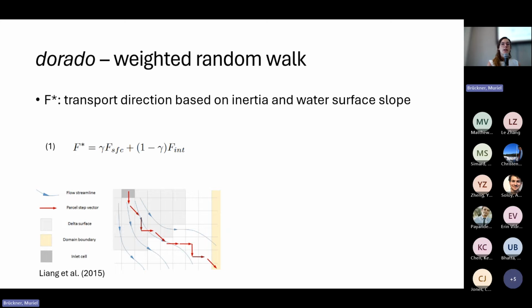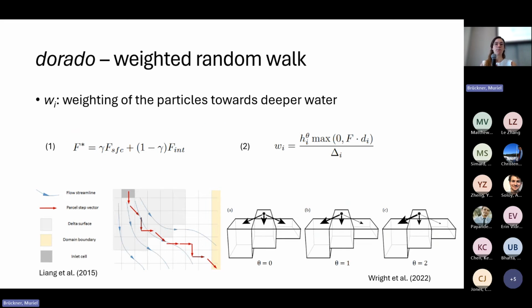One is the transport direction, F star here, and that is basically the transport direction of the flow that the particle will move in. It depends on the surface gradient of our water level and the inertial component, which is basically the discharge. We can control which of them dominates our transport by having this weighting factor gamma, which I circled here in red. So we can define this parameter in the model to determine if we want our particle to depend more on the water surface slope or on the inertial component.